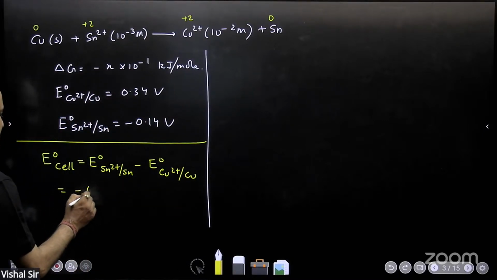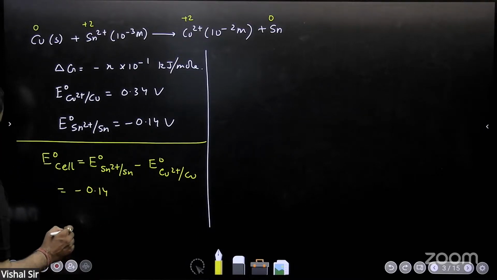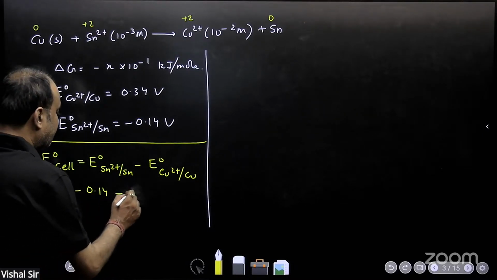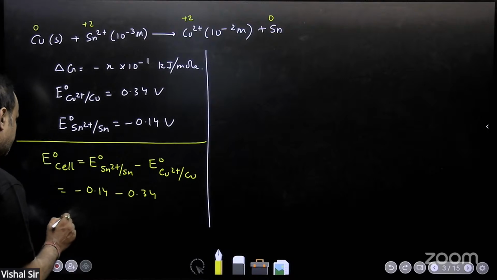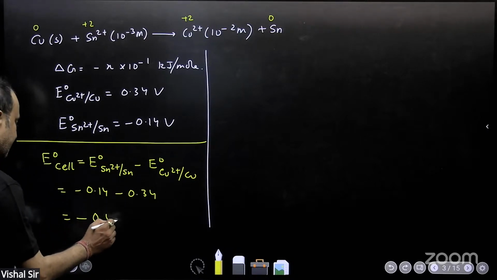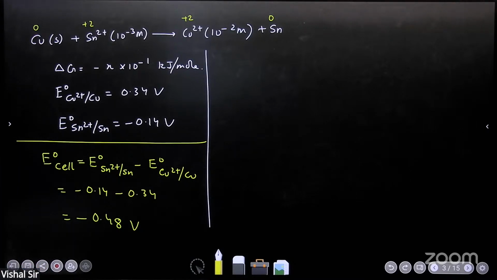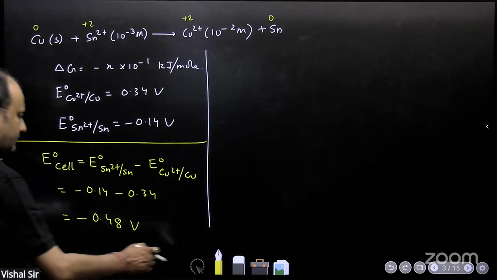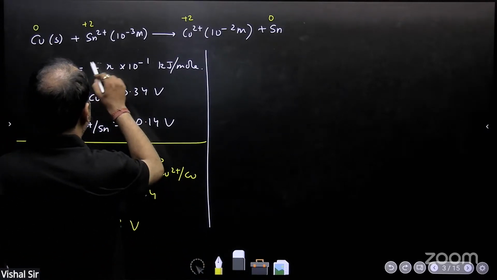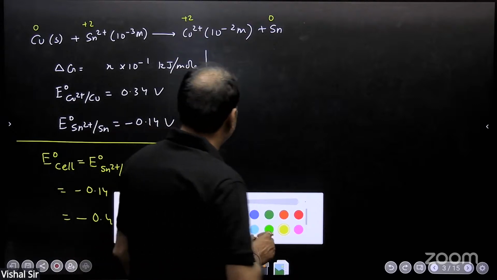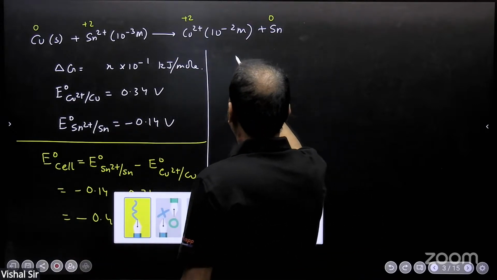So these values: minus 0.14, minus 0.34. So E0 cell is minus 0.48 volts. Okay. Now, once we have got E0 cell, next we will calculate E cell. E0 cell we have got.